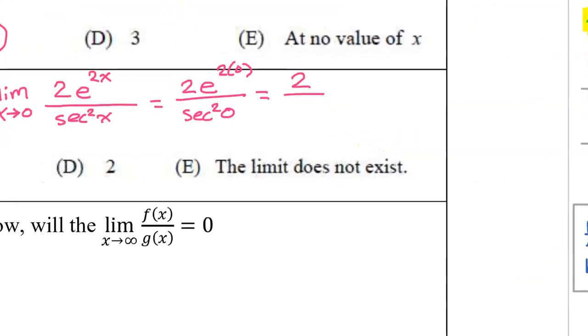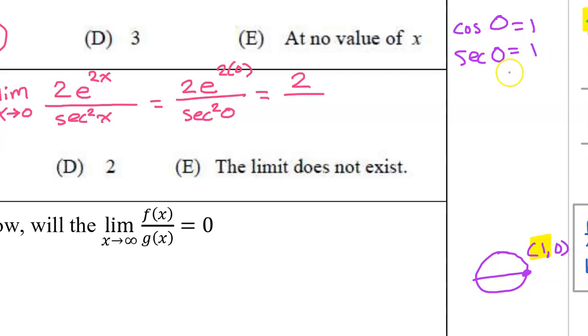Okay, off to the side, I'm going to work this out. Secant is the reciprocal of cosine. So I'm going to first ask myself, what is the cosine of 0? And on the unit circle, 0 is right here. The coordinates are 1, 0. Cosine is the x value. So cosine of 0 is 1. Secant is the reciprocal of cosine, so secant of 0 is also 1.